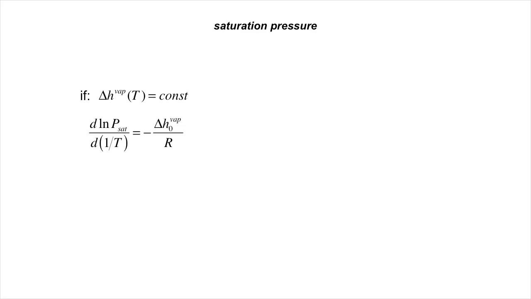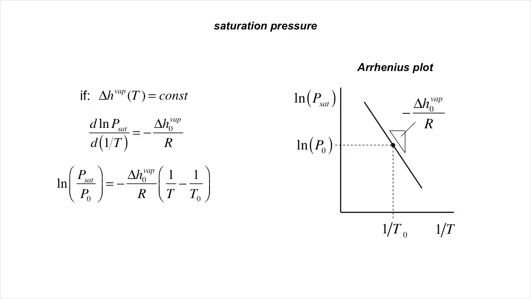If we make the further assumption that the enthalpy of vaporization is approximately constant, the Clausius-Clapeyron equation reduces to d log P d 1 over T being equal to minus delta H0 over R, which is a constant. This can be directly integrated to obtain a linear relationship of log P versus 1 over T, known generally as an Arrhenius dependence. Many quantities besides saturation pressure, including kinetic rate constants for example, depend on the exponential of the reciprocal temperature, so it's common to see data presented as the log of something versus 1 over T. This is known generally as an Arrhenius plot.